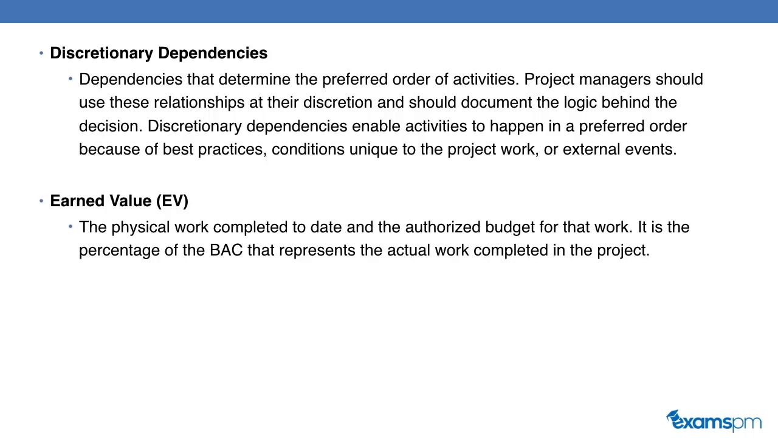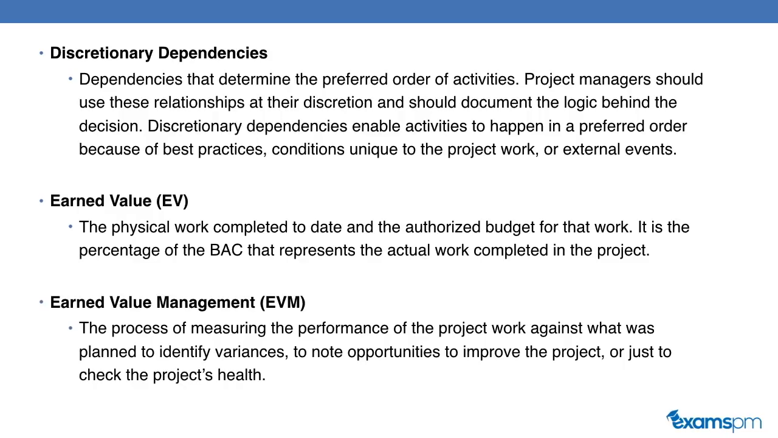Earned value, or EV, is the physical work completed to date and the authorized budget for that work. It is a percentage of the BAC, or budget at completion, that represents the actual work completed in the project. Earned Value Management, or EVM, we have a separate video just dedicated to this topic if you want to take a look. This is a process of measuring the performance of the project work against what was planned to identify variances and to note opportunities to improve the project or just to check up on the overall health of the project. Essentially, you're using numbers, formulas, and calculation to see how well your project is performing.